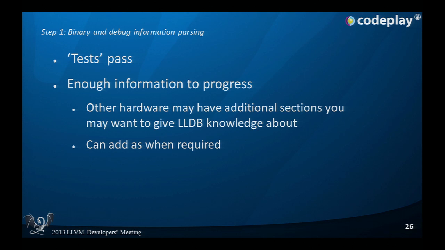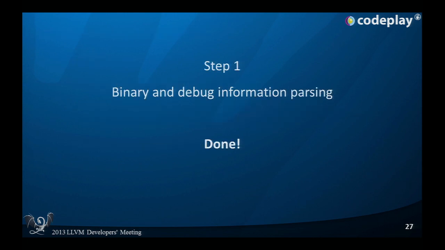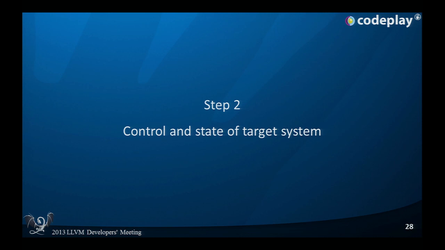Your hardware may have additional information sections, relocations, etc., that may need to get implemented. But once you've done that, you've got to that level where you can set a breakpoint and it gives you an address, then you can continue and you can add those other features as and when required. So that's step one done, and we can progress to step two, which is control and state of the target system.